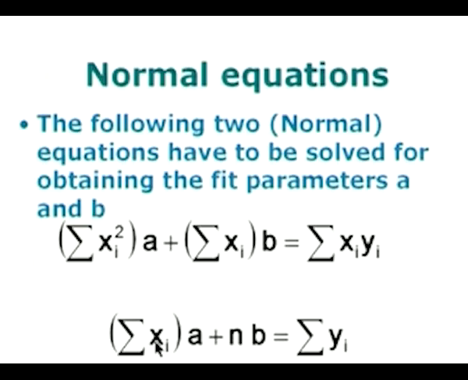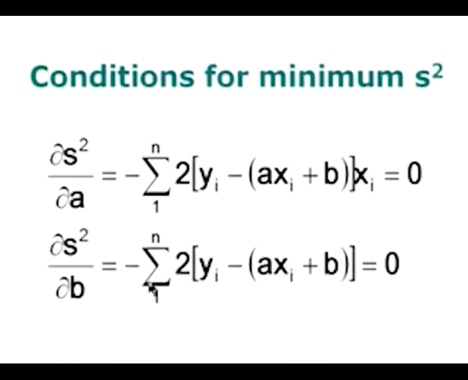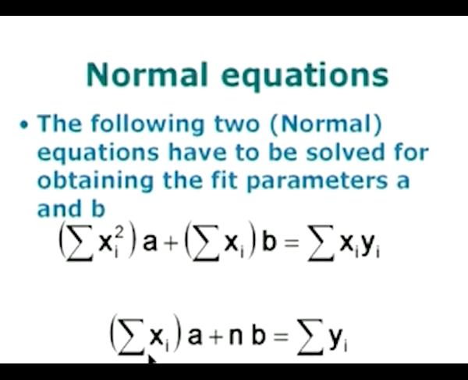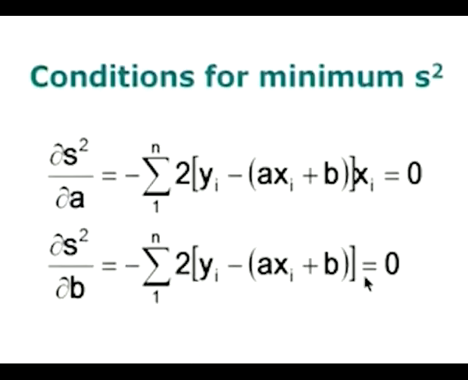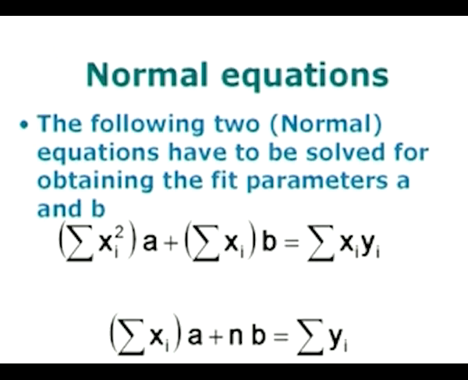The second equation is obtained from this equation. The first equation was from here, the second equation from here: sigma yi equal to sigma xi into a plus n times b, because I am adding b again and again n times, it will be n times b. If you add the same constant n times, you are going to get n times b. So, what I have is the two normal equations which are shown here.